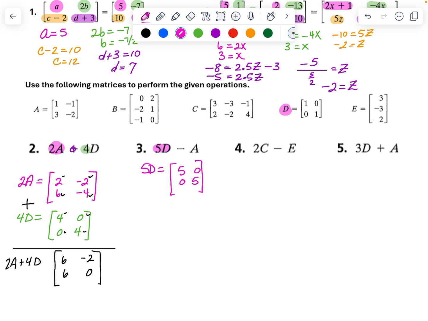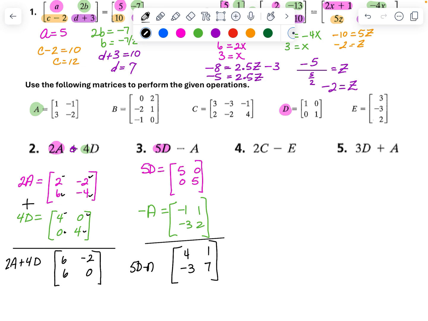And negative A, we're simply going to take A and change all the signs. So negative A is negative 1, 1, negative 3, 2, and then we are simply going to combine. So when we combine, 5 minus 1 is 4, 0 plus 1 is 1, 0 minus 3 is minus 3, 5 and 2 are 7. So 5D minus A is that.